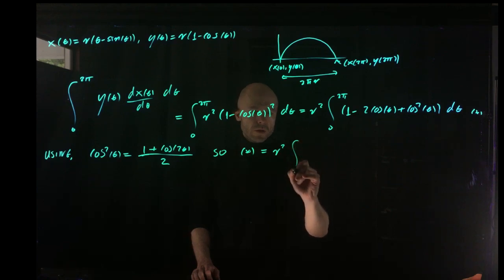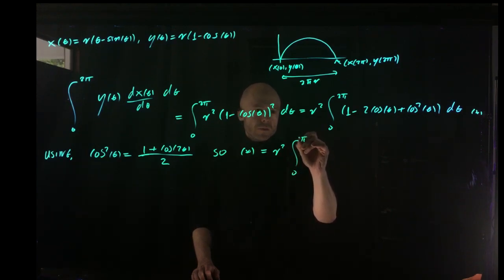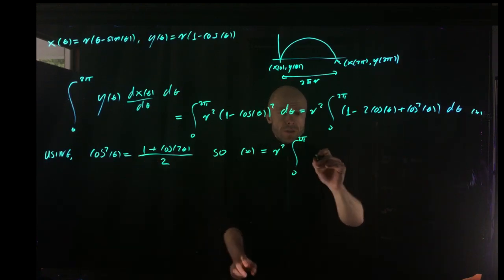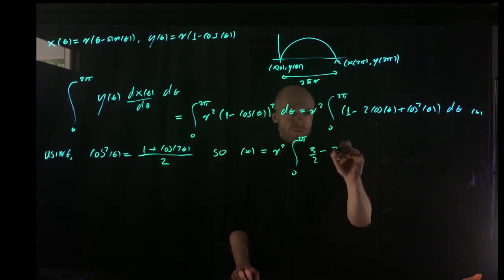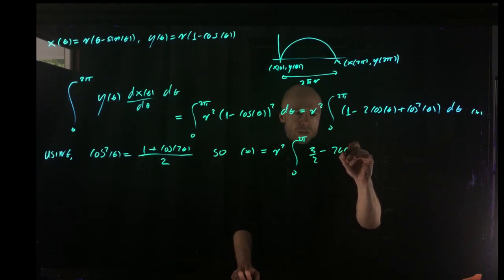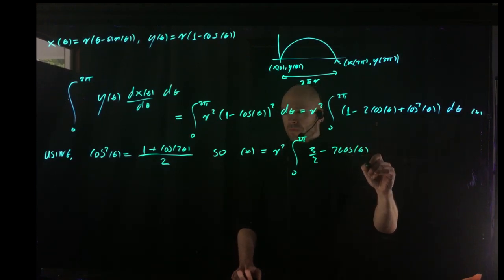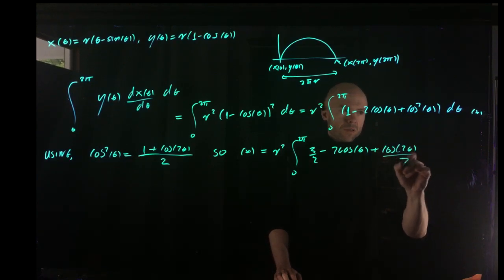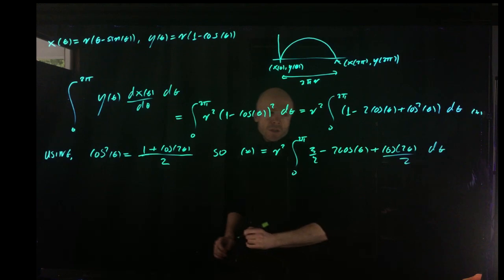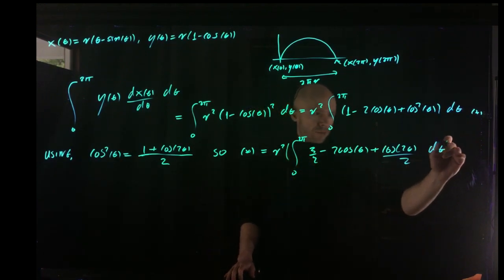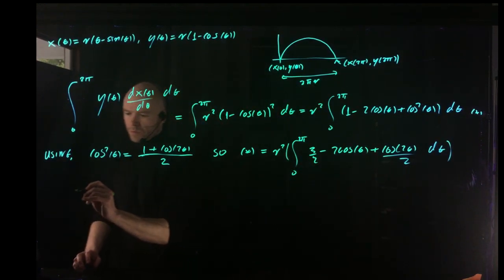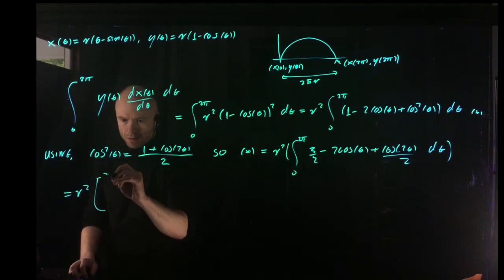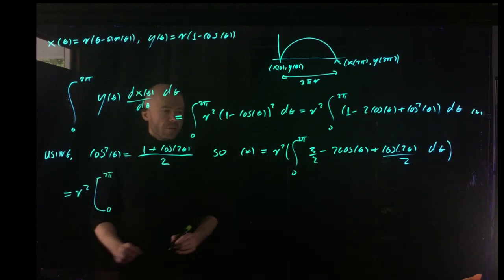It becomes r squared times the integral from 0 to 2 pi. We are going to get a half from this, so this will be 3 over 2, this will be minus cosine theta, and this will be cosine 2 theta over 2, d theta, right? Put brackets over this, and then evaluate from 0 to 2 pi.